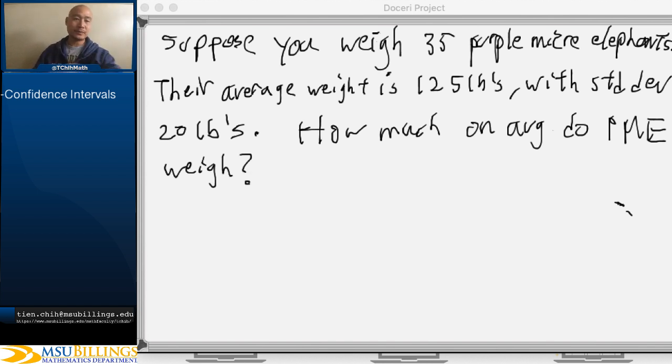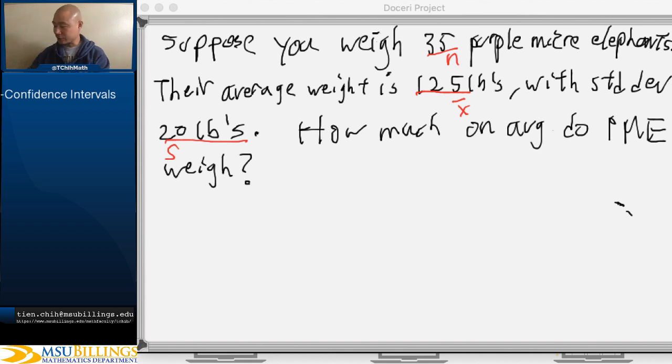Alright, so you can imagine how this generalizes to an actual example, but let's say there's some type of animal and you get a bunch of them, so 35 in this case. In real life, that could be more, it could be less. Hopefully, it's more. And you weigh them, and they're going to have an average weight, so that is some sort of X bar. They have a standard deviation of 20 pounds, so that's some sort of S. And this is the size of our sample, N. And we want to know how much on average do purple microelephants weigh. So I weighed these 35, and from that, can I determine what the average weight is of all the purple microelephants in the world?